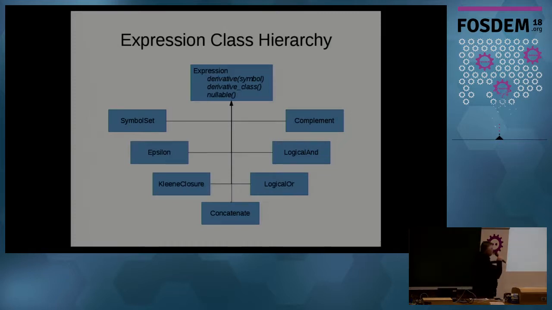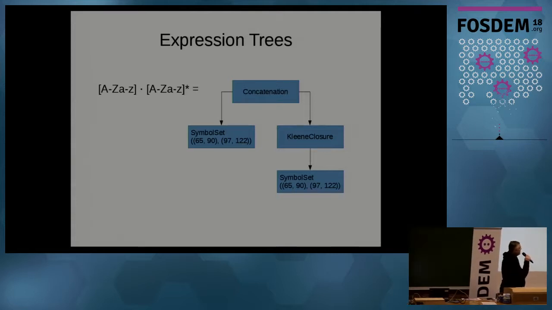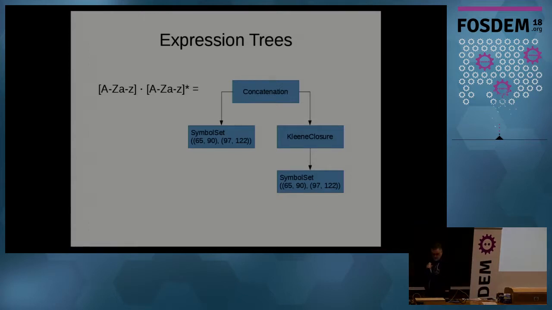And to represent the expressions, we just create a class hierarchy. So we create an expression class, and then we subclass it to have all the different types of operations. And that means that we can then easily build our expressions as trees. So here's an expression, and here's the tree that comes out of it. So we just parse the expression and produce a tree. It's pretty standard.